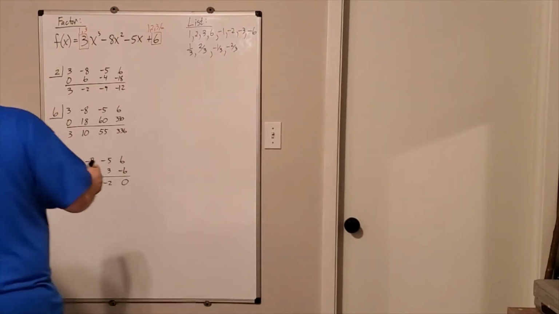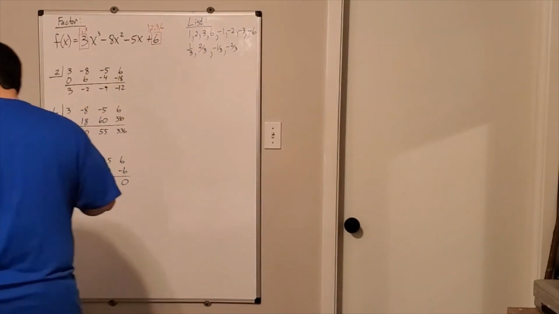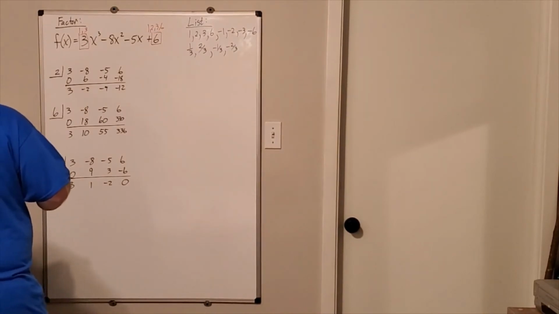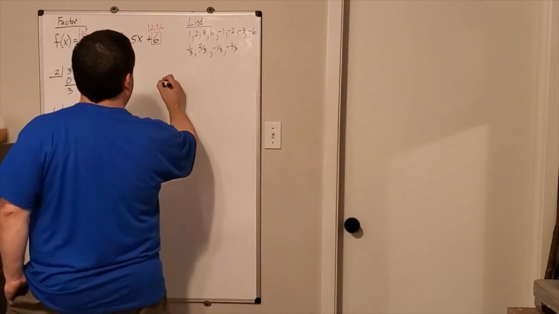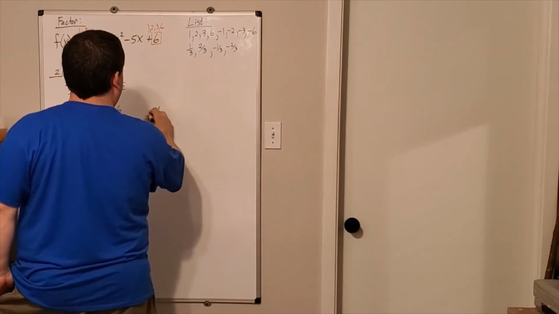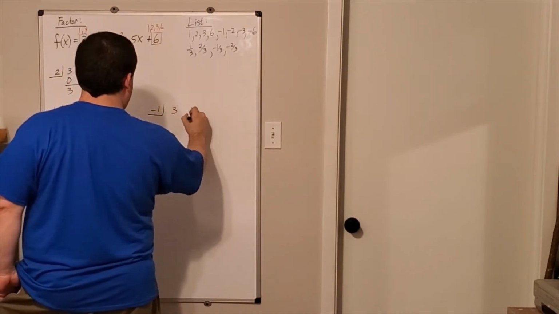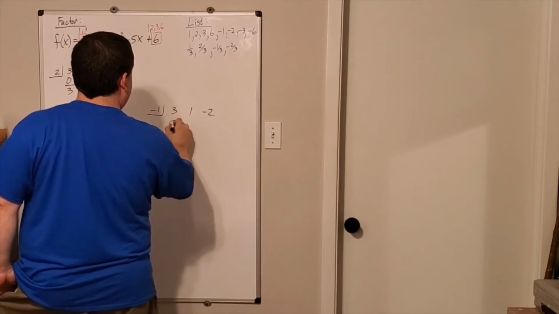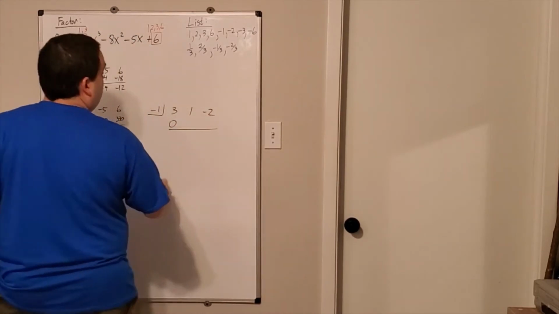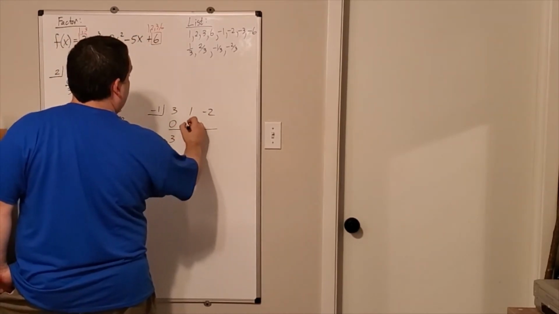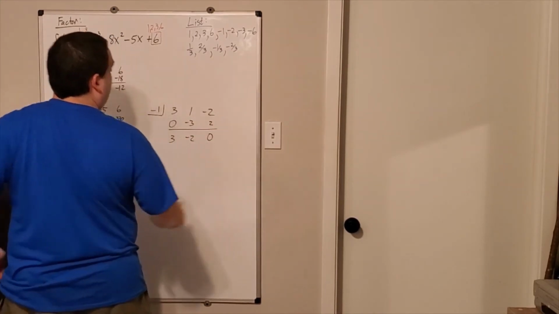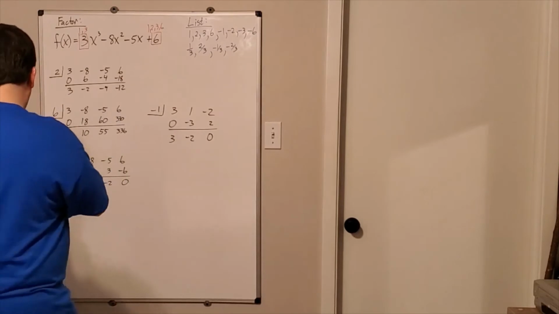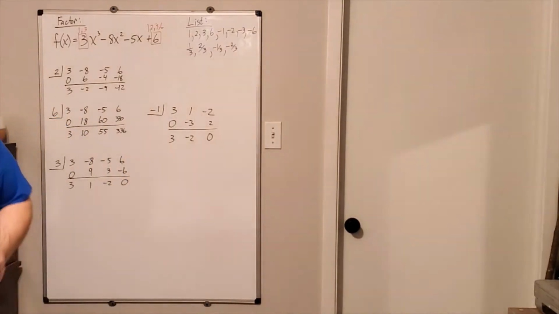So right here, my next guess, I'll just go ahead and spoil it. Let's go ahead and guess the -1. 3, 1, -2, 0, this, okay? So 3, -3, -2, 2, 0. Okay, so let's write down what we have and talk about the factorization real quick.